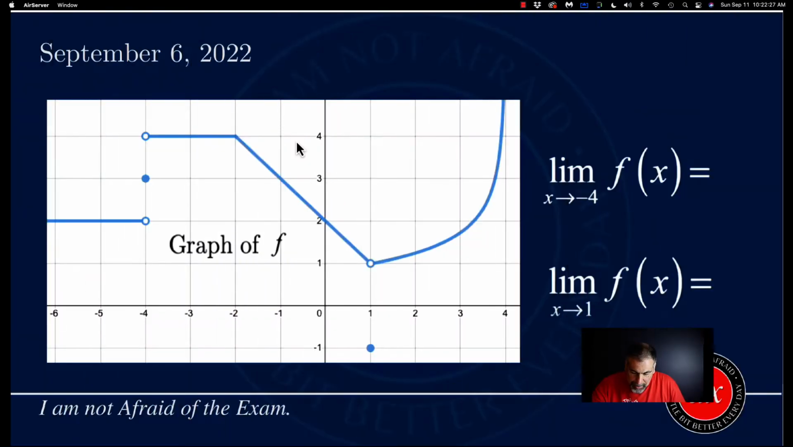Today we're going to be looking at the September 6th problem, which has to deal with limits. So let's get started. In this problem, you're given a graph of f of x, and you're asked two different limit problems. The first limit is x approaches -4 of the function, and the second limit is x approaches 1. Let's take a look at how to handle limits and what it really means to be a limit before we dive into these first two questions.